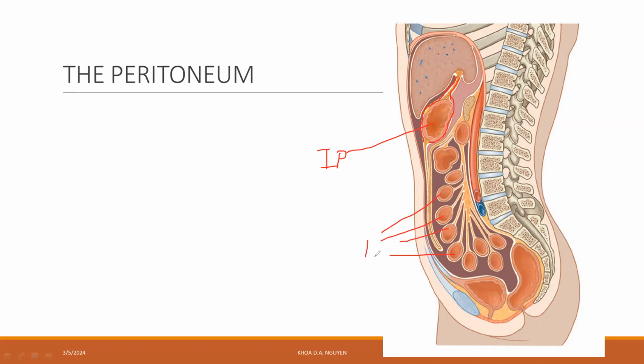They are all intraperitoneal. But then, when you talk about these organs, for example the aorta and the inferior vena cava, you see that peritoneum only covers the anterior aspect of these organs. So these things are retroperitoneal. Same thing with the duodenum right here, retroperitoneal. The pancreas right here, retroperitoneal.